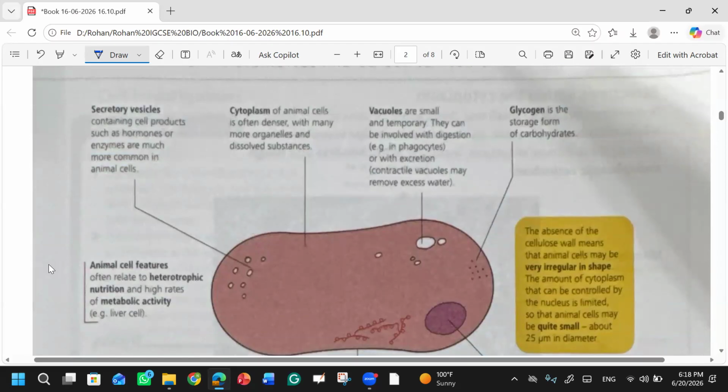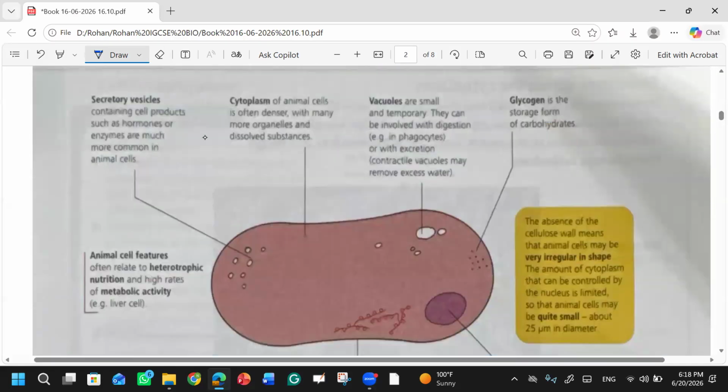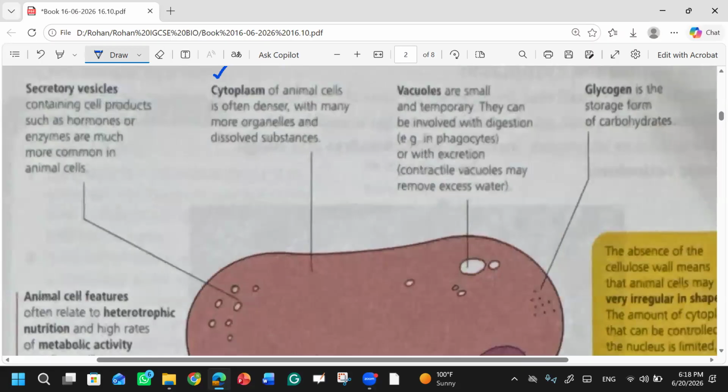The other things which we are going to see are in the animal cell. The animal cell features often relate to heterotrophic nutrition and a high rate of metabolic activity. I will tell you what they have mentioned. This is the cytoplasm, the brown color. The cytoplasm of the animal cell is often denser. Denser means it is thick.